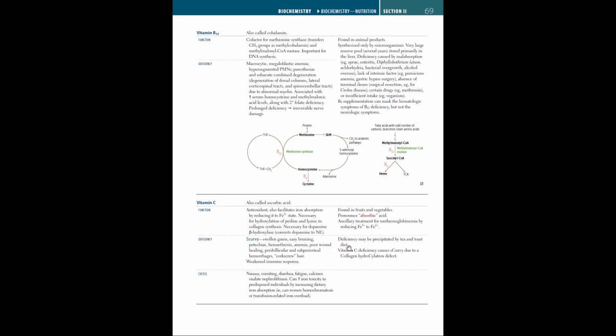Deficiency can be precipitated by a tea and toast diet, usually found in sailors back in the 15th and 16th century. Now, excess of vitamin C leads to nausea, vomiting, diarrhea, fatigue, calcium oxalate nephrolithiasis, and can increase iron toxicity in predisposed individuals by increasing dietary iron absorption. Basically, it can worsen hemochromatosis or transfusion-related iron overload.